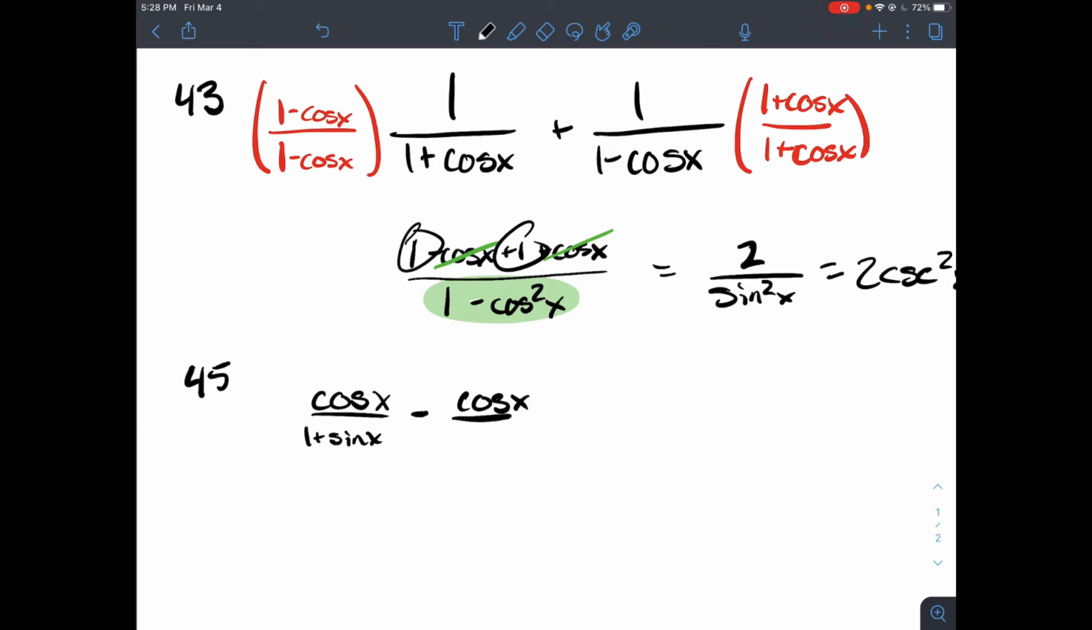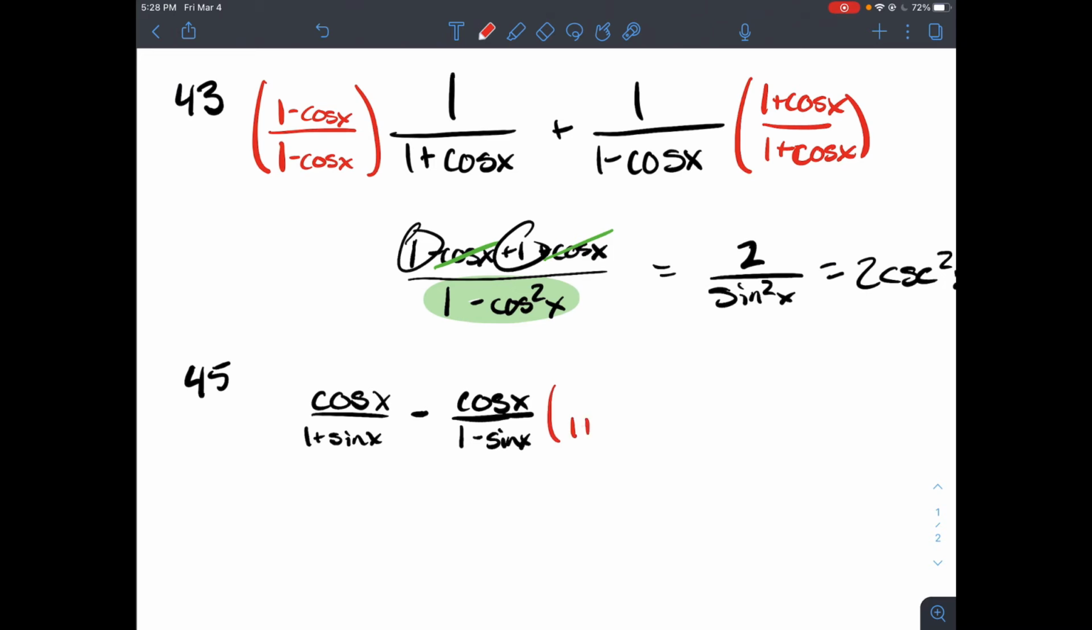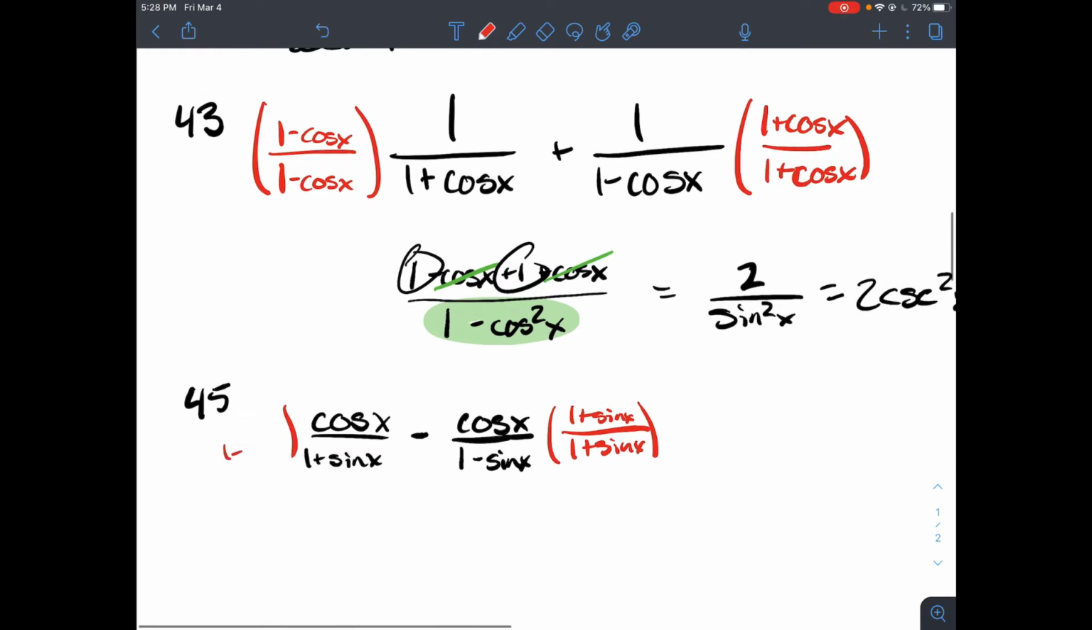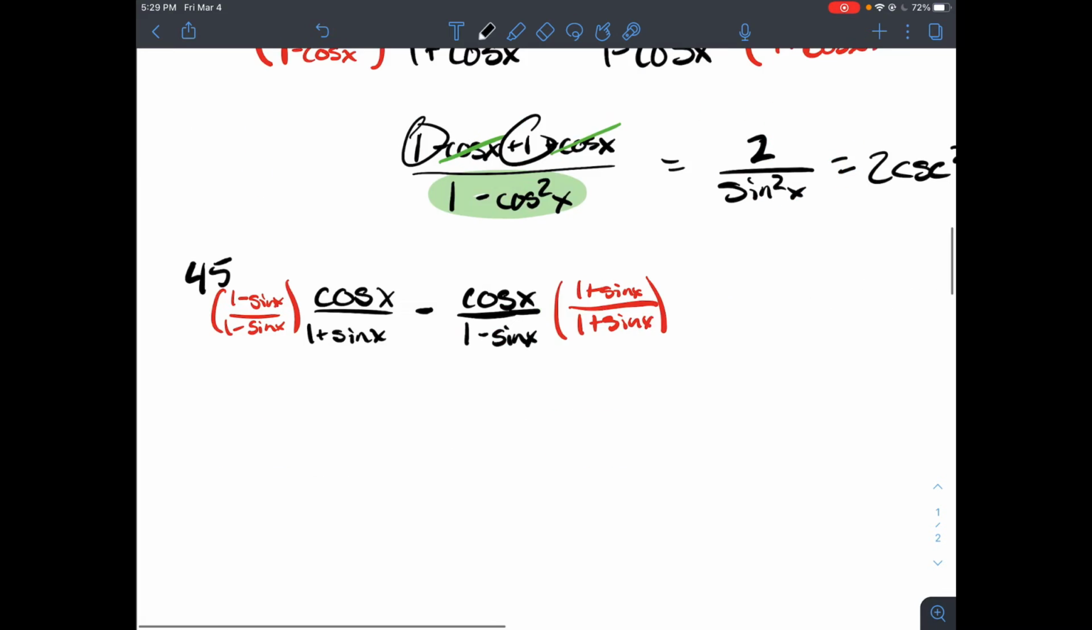And then we are subtracting on this side. Same thing, we're going to find a common denominator. 1 plus sine x, 1 plus sine x. Over here, 1 minus sine x, 1 minus sine x. Difference of squares on the bottom again, so we're going to get 1 minus sine squared. This is going to be slightly longer than the last one, so let's make sure we have enough space.